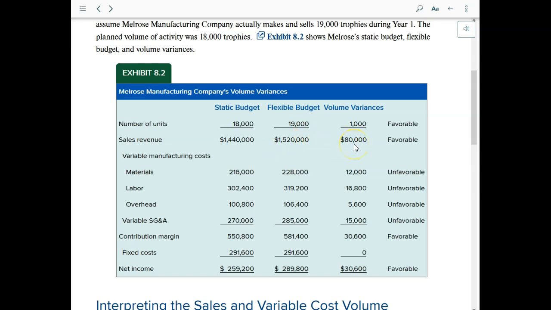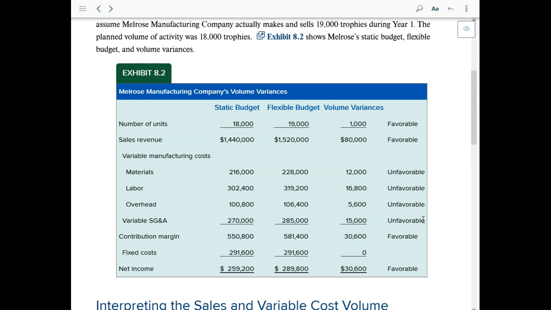That's favorable. All your variable costs, these are based on units. These are unfavorable because you had more cost than you had budgeted for. At your 19,000 unit level, you're going to have more cost than at 18,000. It makes sense because you're producing and selling more, but because the cost is higher at 19,000 compared to 18,000 units, these are unfavorable. Not to say that an unfavorable variance is, quote, bad.